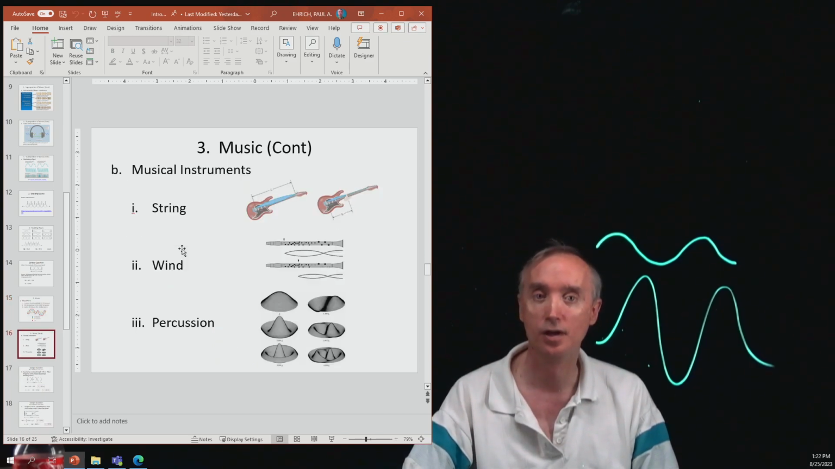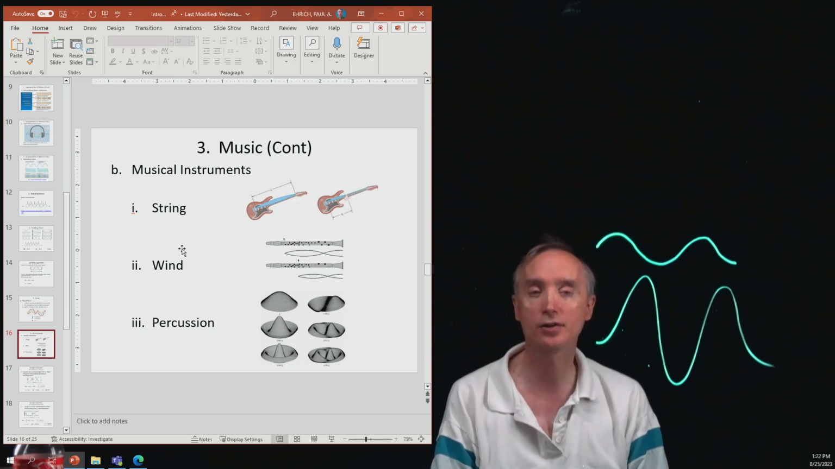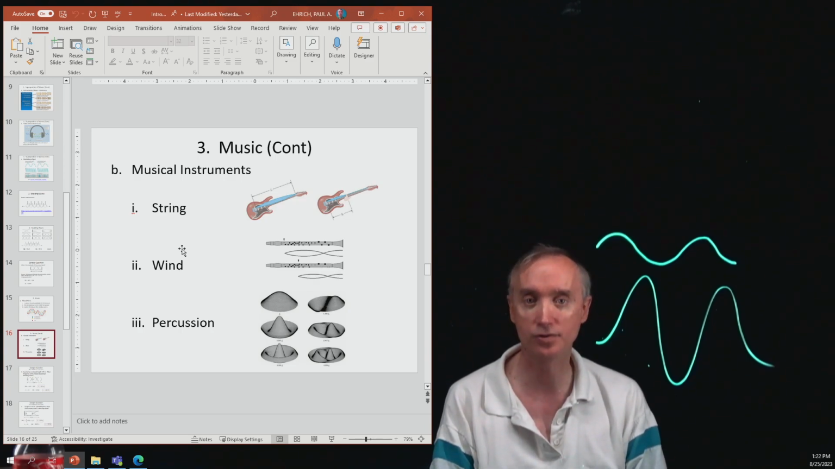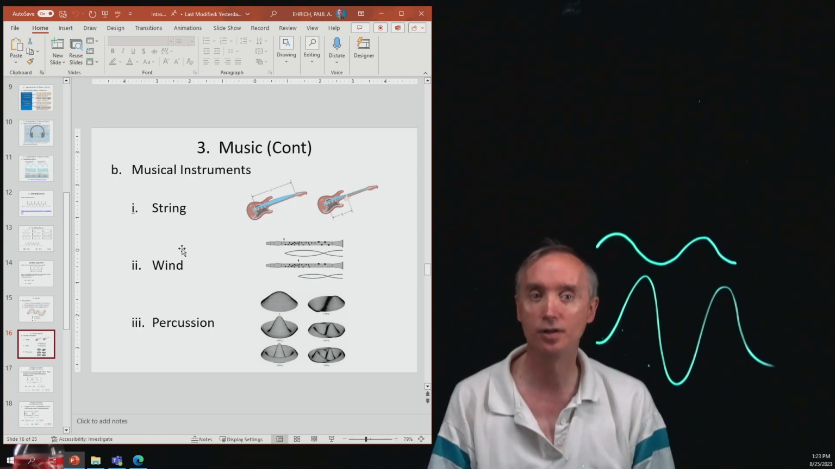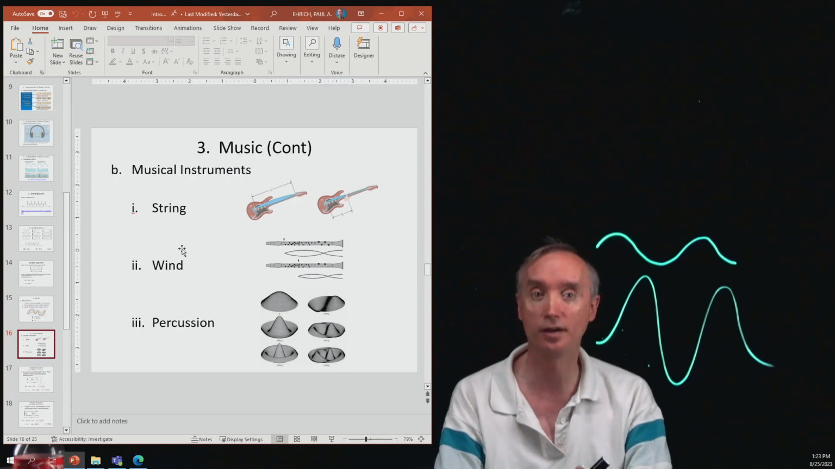All right, now how do we actually produce sounds? There are three kinds of musical instruments: stringed instruments, wind instruments, and percussion instruments. The easiest one to understand is the string.